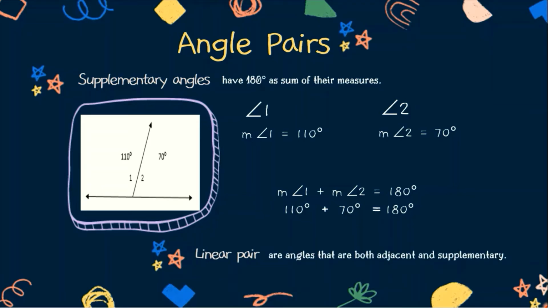Linear pairs are angles that are both adjacent and supplementary. So for this example of the supplementary angles, we may notice that they are next to each other, meaning adjacent sila sa isa't isa. This is their common vertex and this is their common side. So magkadikit sila, kaya adjacent angle sila. Aside from being adjacent angles, they are also supplementary because the sum of their measures is 180 degrees. Therefore, since this illustration is both adjacent and supplementary, this is also a linear pair.